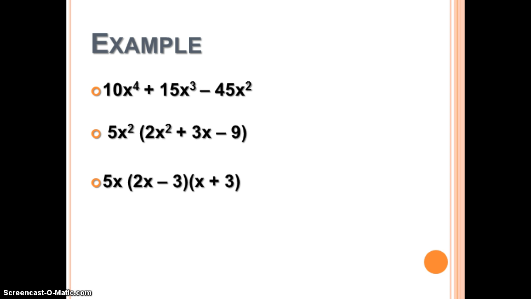We have 10x to the fourth plus 15x cubed minus 45x squared. And we pull out a common factor of 5x squared. We're left with 2x squared plus 3x minus 9 in the parentheses. And then we can factor the parentheses, and we get 5x squared times 2x minus 3 times x plus 3.